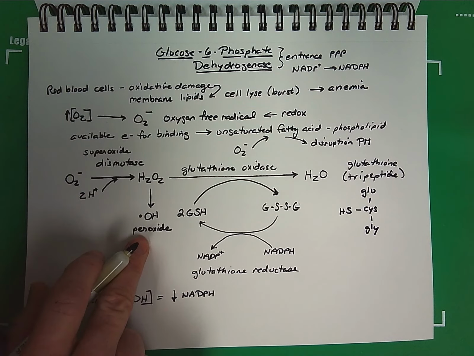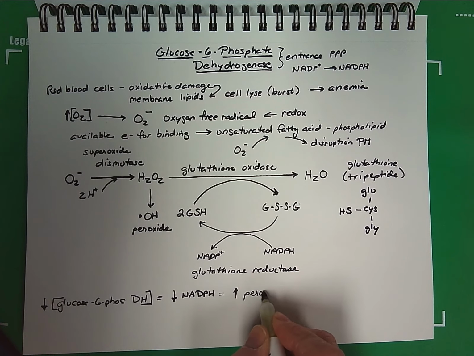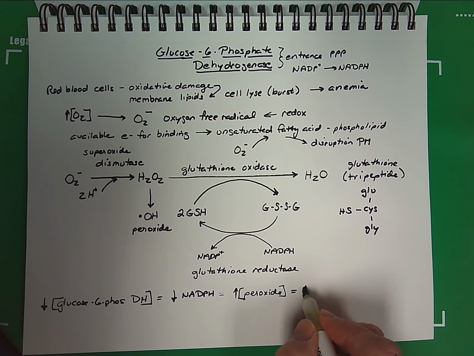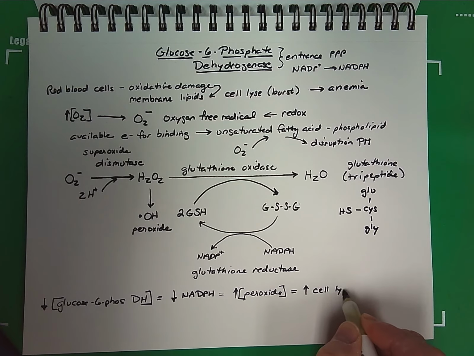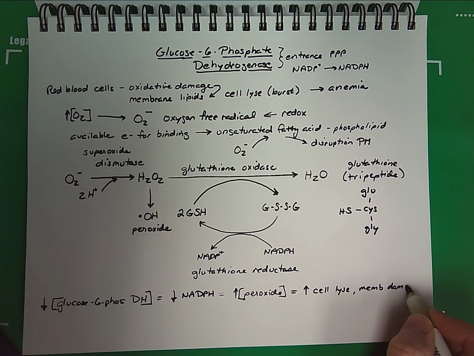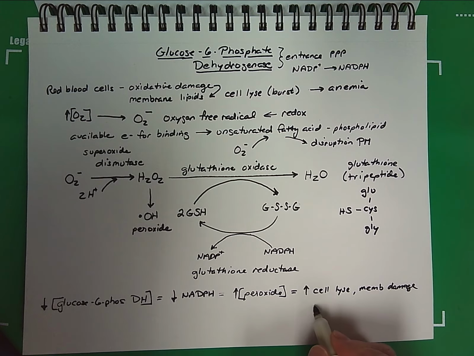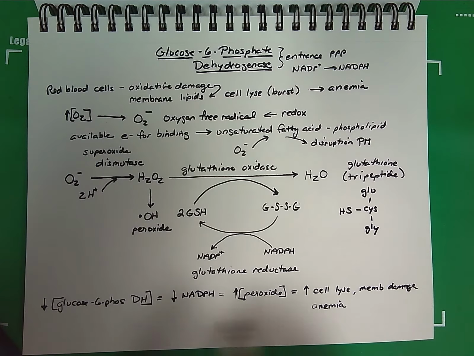Once this begins to build, we increase our concentration of peroxide ions. This, of course, leads to increased cell lysis because of membrane damage. If this specifically occurs in red blood cells, which are very sensitive, the individual will suffer from anemia. All because of a glucose-6-phosphate dehydrogenase deficiency.